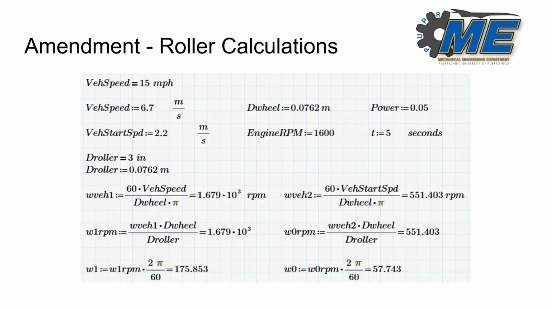For the roller calculations, the vehicle speed was modified to 15 miles per hour. The roller diameter was changed to 3 inches and the engine RPM to 1600 RPM. The vehicle horsepower will be 0.05 horsepower and the total time for the pass will be 5 seconds. This results in a maximum RPM for the roller of 1679 RPM.